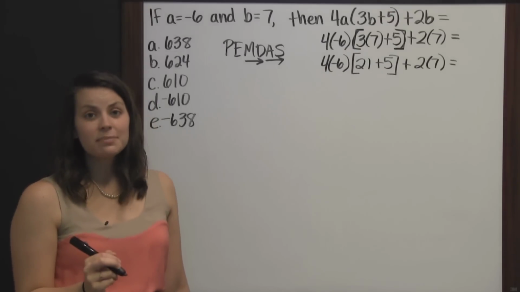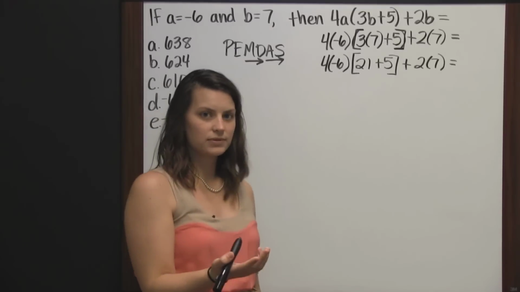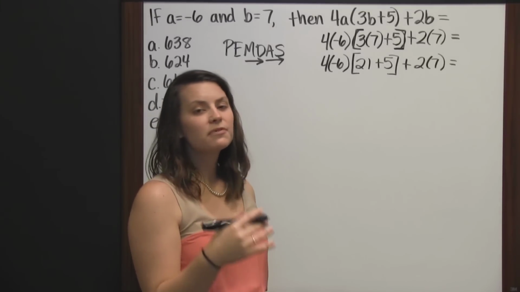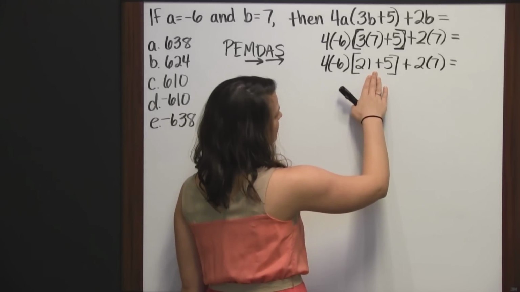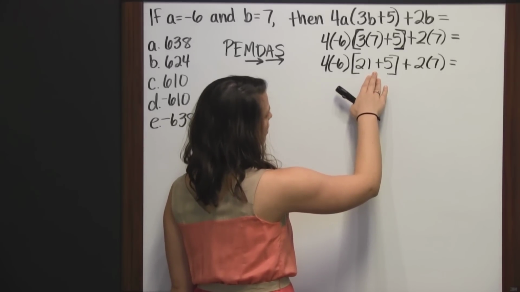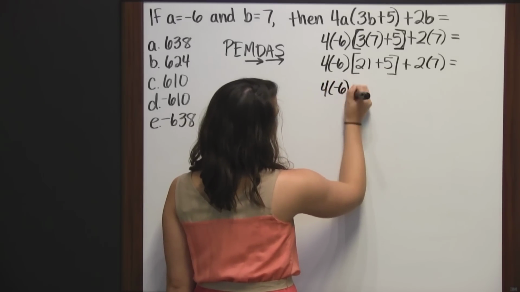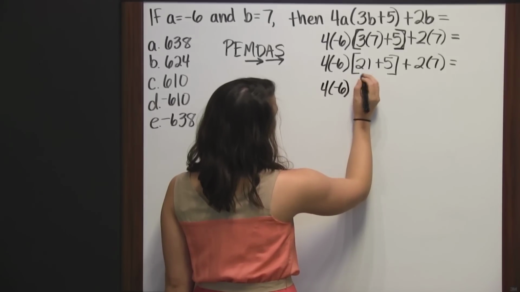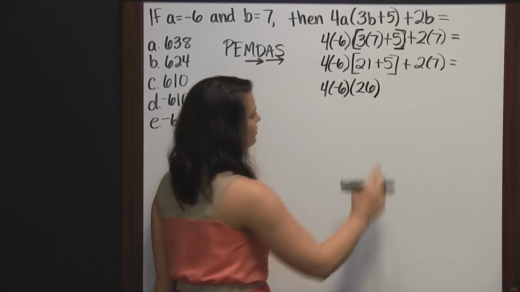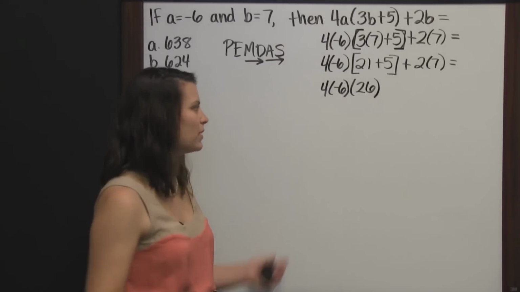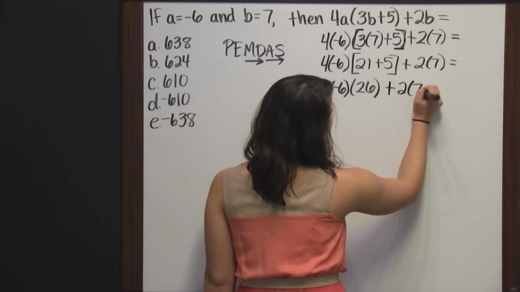We haven't finished simplifying inside our parentheses, or grouping symbols. So we must continue simplifying inside our grouping symbols until we're done. So that means the next thing I'm going to do is simplify 21 plus 5. So I have 4 times negative 6 times the quantity 26. And I can now just use parentheses again because I'm just multiplying times another number, plus 2 times 7.